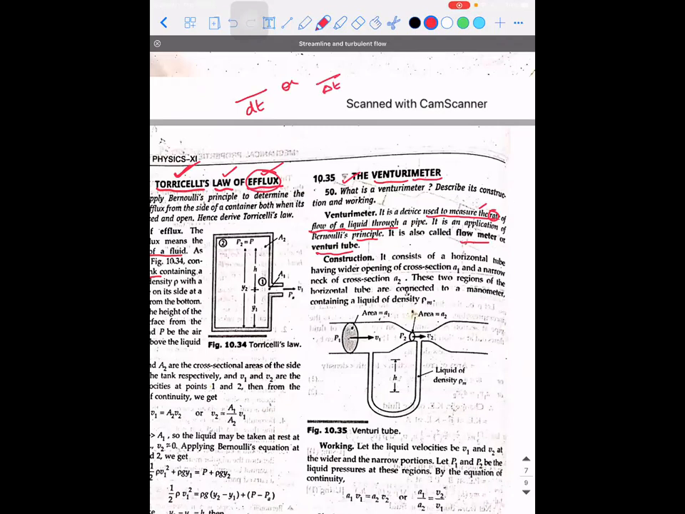So what do you mean by flow of liquid? Are you going to calculate how much distance the liquid has traveled? Are you going to calculate how much area the liquid has covered, or how much volume the liquid has covered? What are you actually going to calculate? Are you able to understand my question? Think and tell me.